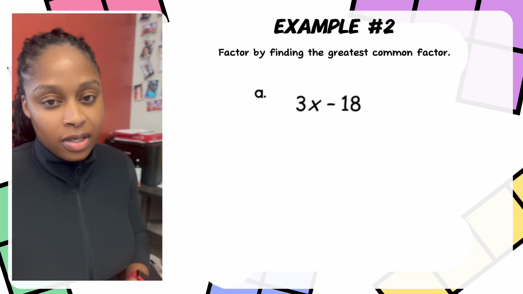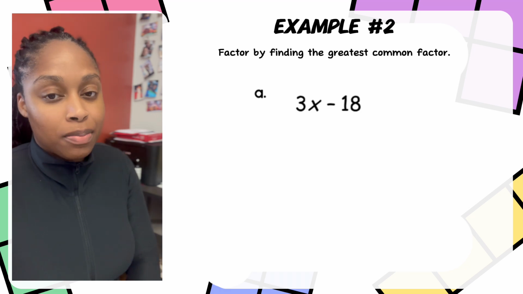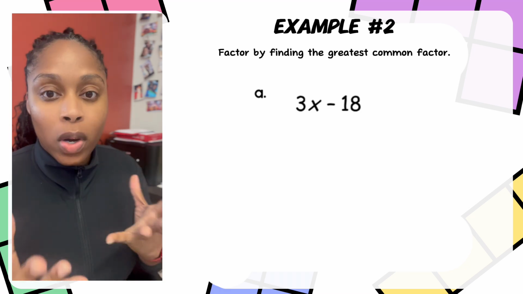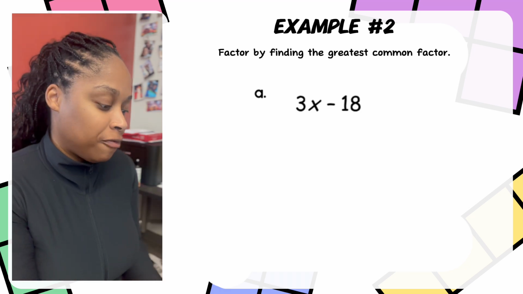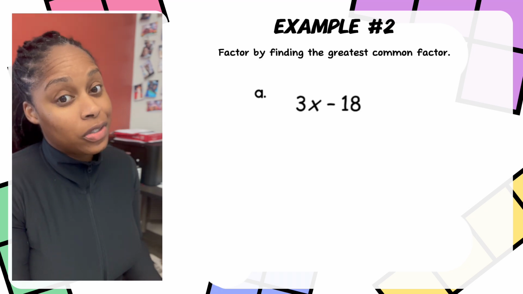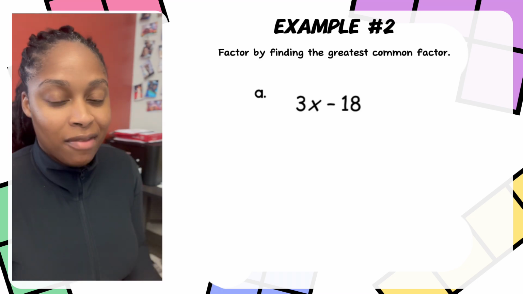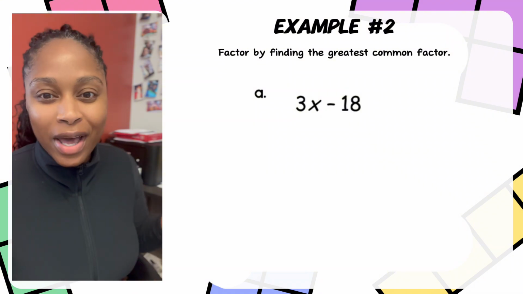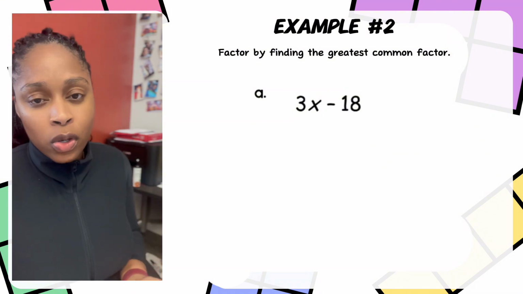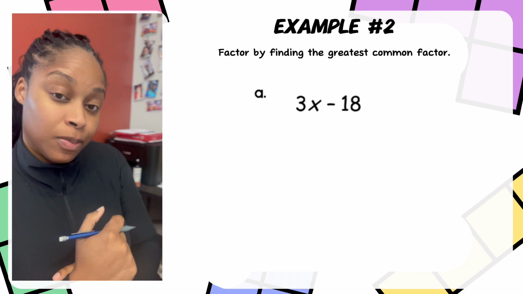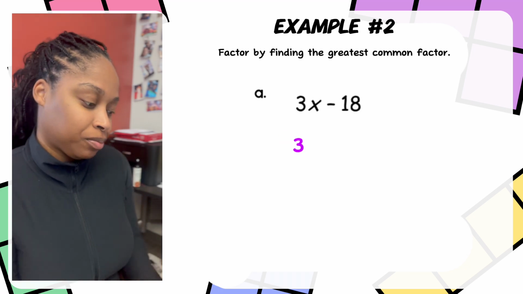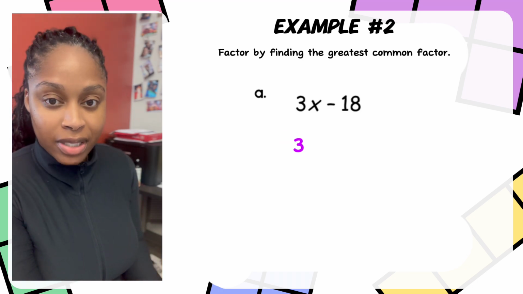So let's look at our first example. We have 3x minus 18. So all of that is just one expression. So looking at my first term, I got 3x. My second term, I got negative 18. So remember, numbers go with numbers. Since my negative 18 doesn't have a variable, I don't got to do anything with the variables. I'm just focusing on the numbers. So the greatest common factor between 3 and 18 is 3.